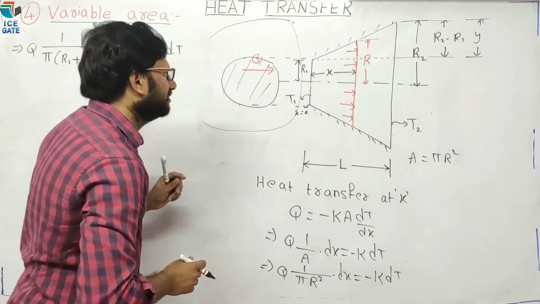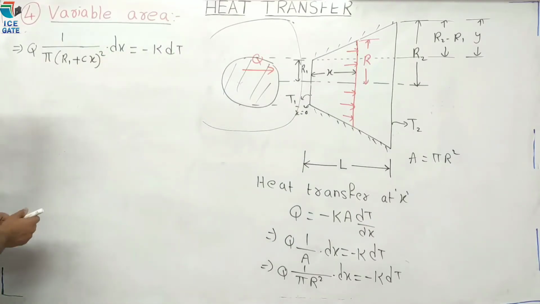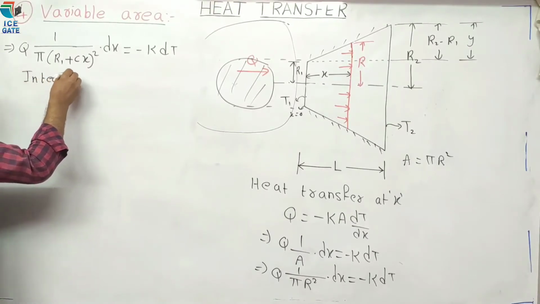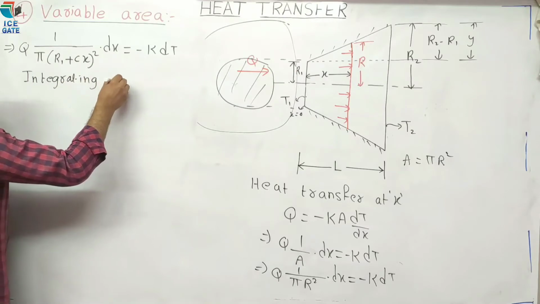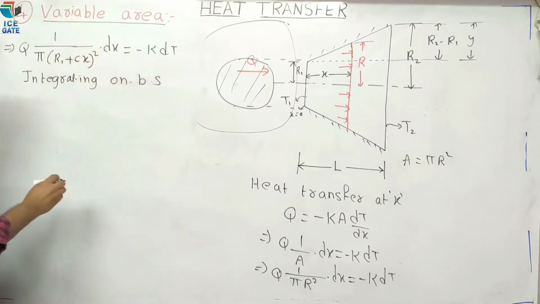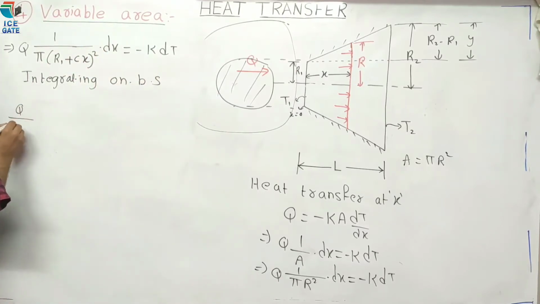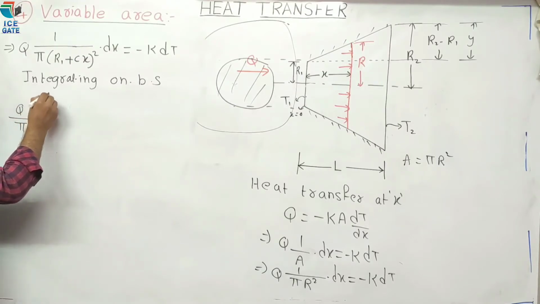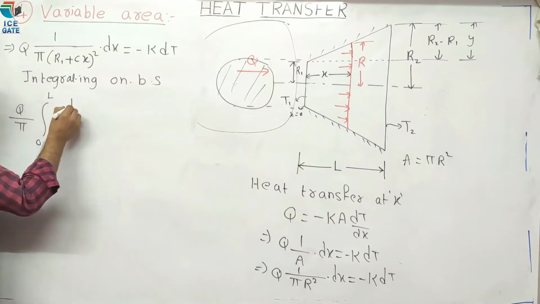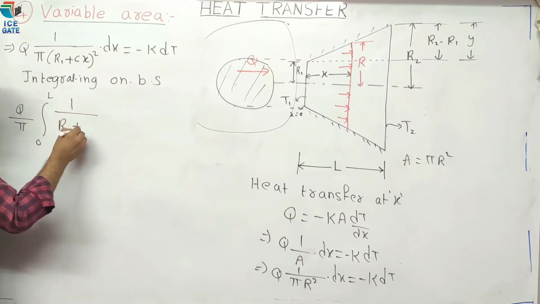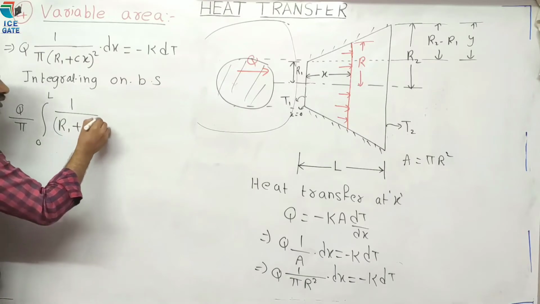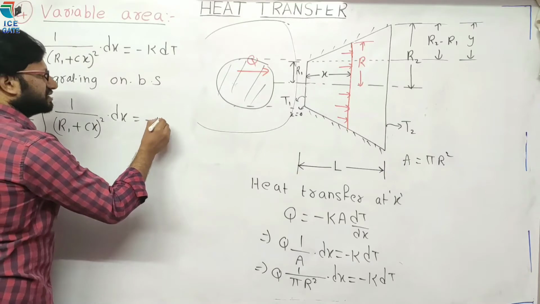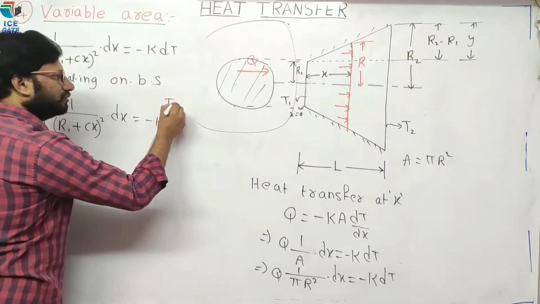Now by integrating on both sides, now Q, integrate from 0 to L, 1 divided by R1 plus Cx whole square into dx, equal to minus K, integrate from T1 to T2.